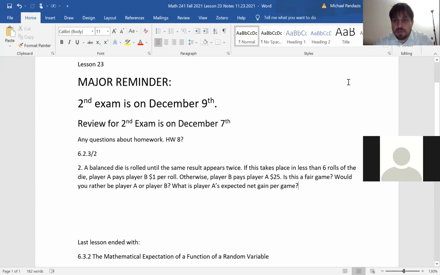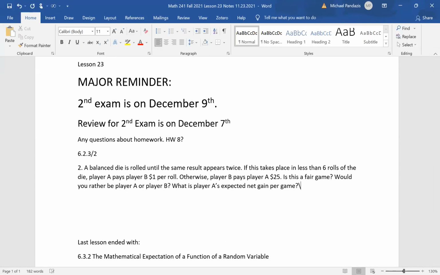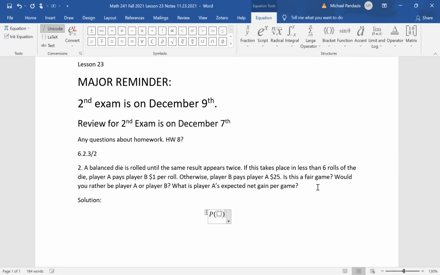Okay, this is the second problem from homework 8. I copied and pasted it here from the assignment. We have to determine whether or not this is a fair game. A balanced die is rolled until the same result appears twice. So what is the probability that, say, a 1 appears twice in less than 6 rolls?